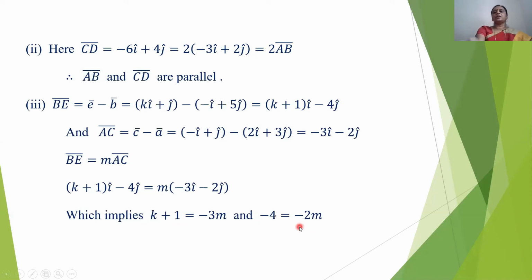From the second equation, we will get the value of m as 2. Simplify this. Divide this equation throughout by minus 2. We will get the value of m as 2. Now keep that value of m in this equation. In the next step, you transfer this 1 to this side. We will get k is equal to minus 1 minus 3m. In the next step, you keep the value of m as 2. That will be k is equal to minus 1 minus 6, that is k is equal to minus 7. Okay students, I hope it is clear to you.